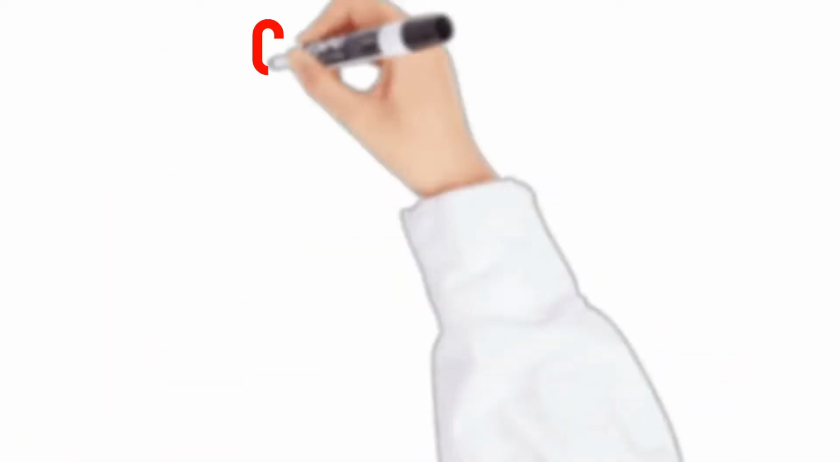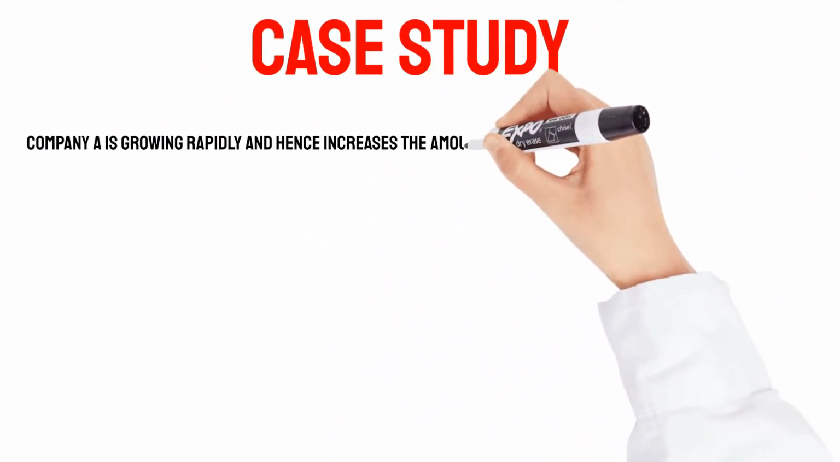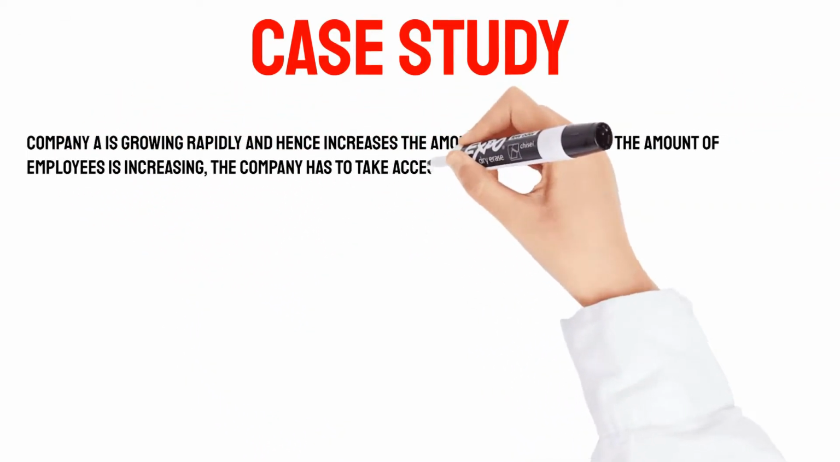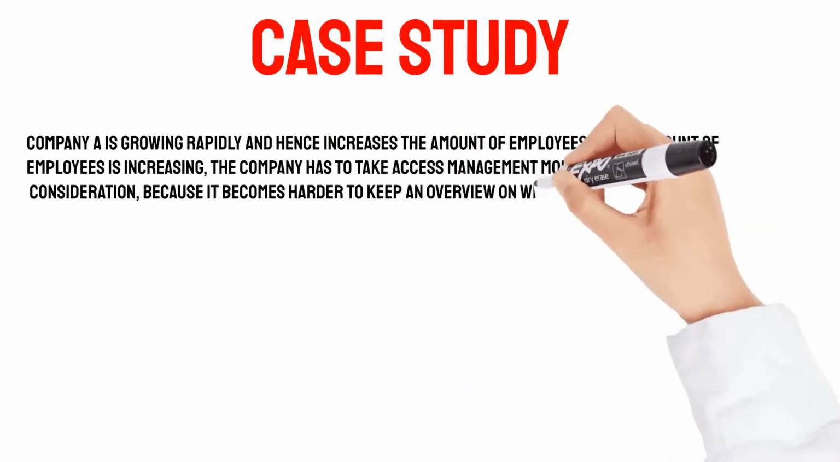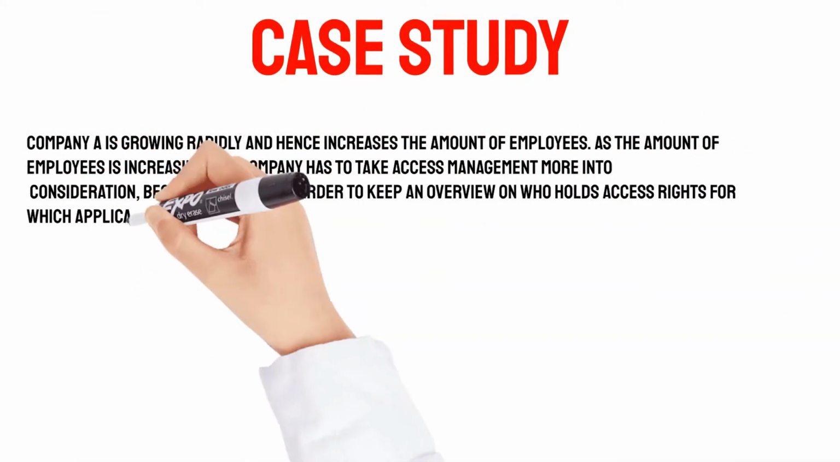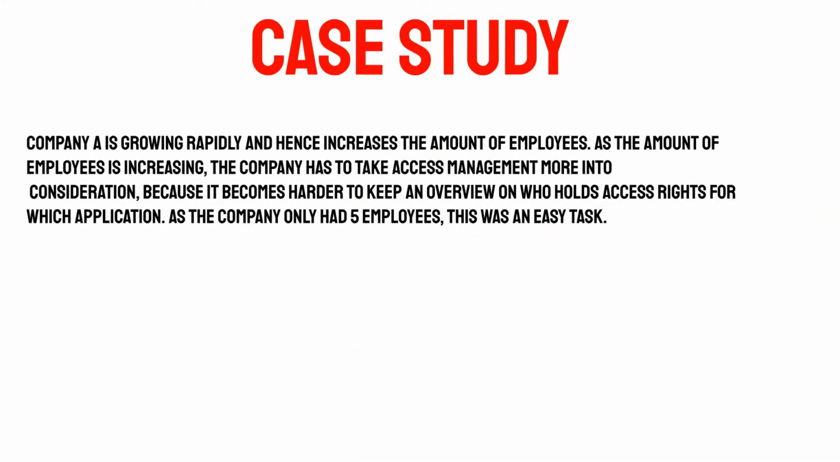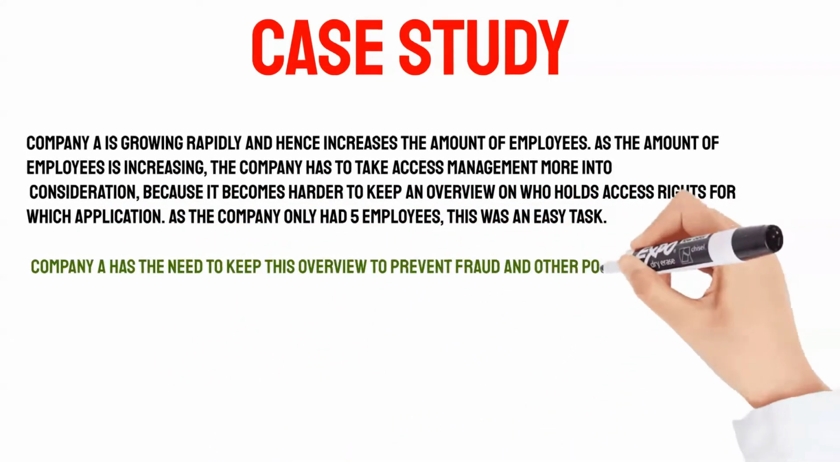It's the following. Company A is growing rapidly and hence increases the amount of employees. As the amount of employees is increasing, the company has to take access management more into consideration because it becomes harder to keep an overview on who holds access rights for which application. As the company only had 5 employees, this was an easy task, but it isn't anymore. Company A has the need to keep this overview to prevent fraud and other possibilities.